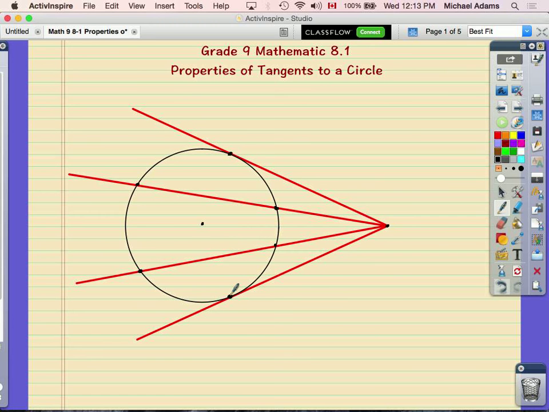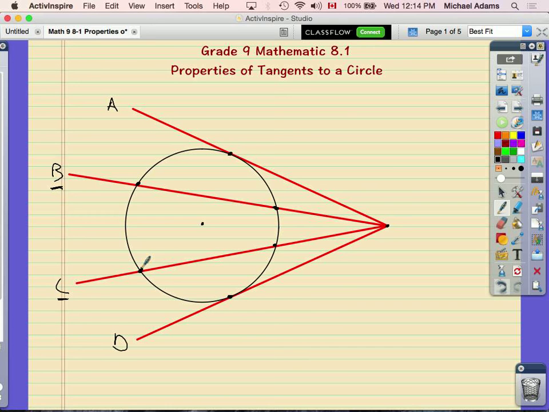Now, let's call this line A, and I'll call these B, C, and D. Well, line A and line D are tangents. Lines B and C are not tangents. So a tangent line intersects a circle only once. It's intersected the circle here, so it's a tangent line. Line D has intersected the circle only once, so it's a tangent line. But lines B and C are not tangents because they've intersected the circle twice.